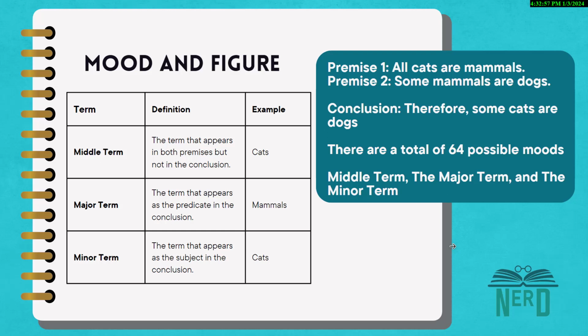And then we have minor term. Minor term is what? The term that appears as the subject in the conclusion. So here cats are the minor term. That we'll discuss in detail anyway. I just wanted to show you what we're going to study.